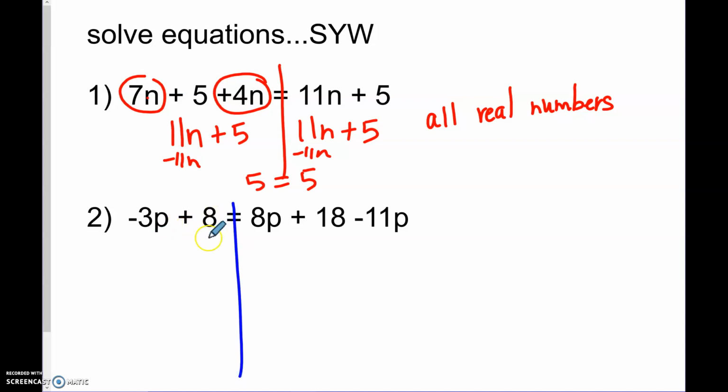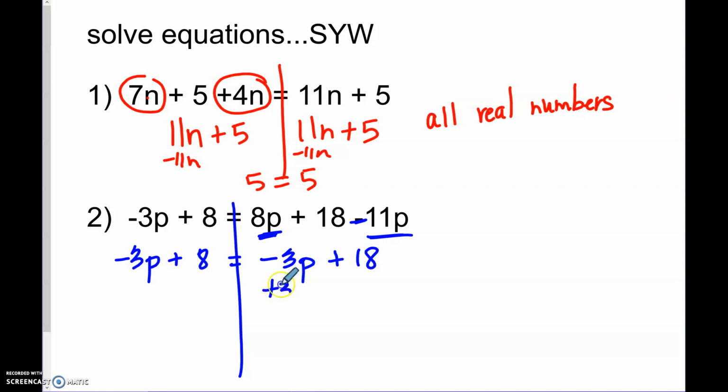All right, 3P plus 8, nothing to do there. But here we've got an 8P, and here is an 11P. So I'm just going to leave my negative 3P plus 8. And 8P minus 11P is a negative 3P, and then I still have plus 18. Some of you right now can see what the answer is going to be. Some of you might need to go a little bit further.